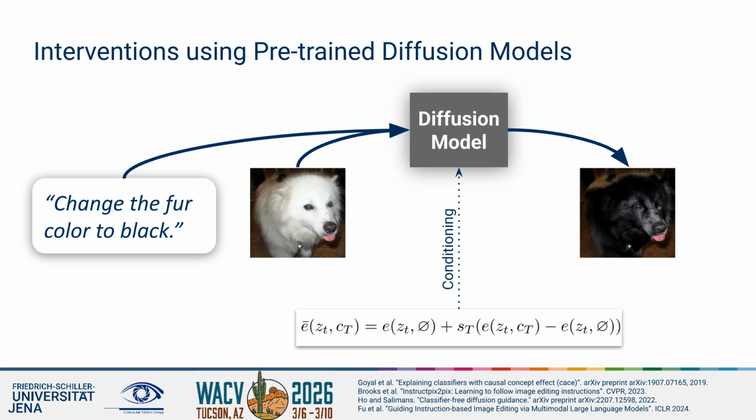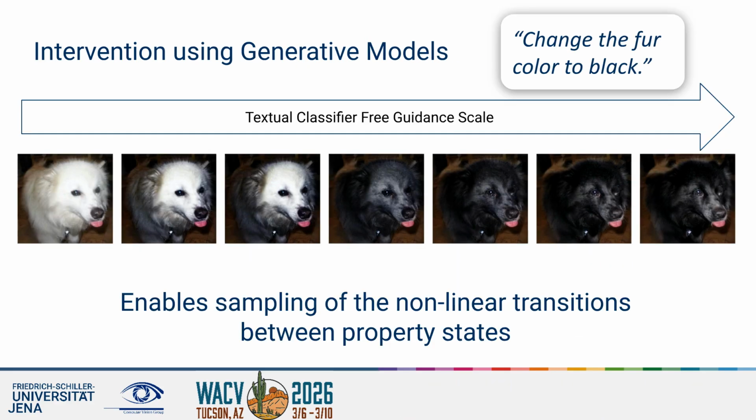Importantly for us is the text guidance scale, so the classifier-free guidance scale of the diffusion edit model. In particular, we want to use this to sample the intermediate states in this transition. More precisely, the diffusion model trained on magnitude of interventional data enables us sampling of the nonlinear transitions between property states. We find this important because for certain properties, the intermediate states can be the important ones. And this is also why we use the term property instead of concept.